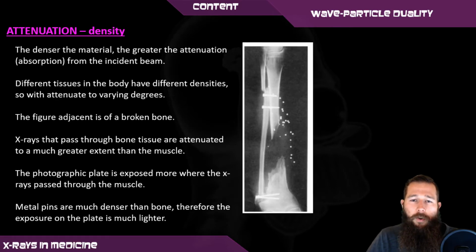the tissue. The more dense a material, the more the X-rays are attenuated. Different tissues in the body attenuate X-rays to a different degree. X-rays that pass through bone are attenuated a lot more than those that pass through muscle, for example. So the photographic paper is more exposed when they pass through the muscle compared to the bone.